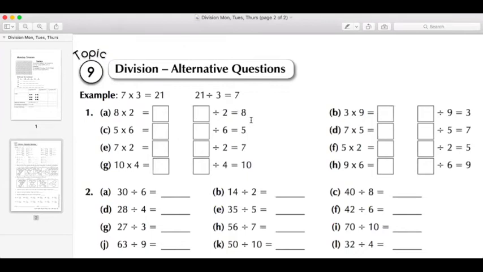Now, it's a good way to check your answer. So if I said quickly 8 times 2 equals 20, and then I went on to this one and said 20 divided by 2, I would realize, wait, 20 divided by 2 is not 8. So I would know I went wrong. So you can use the 2 sums to check your answers there.